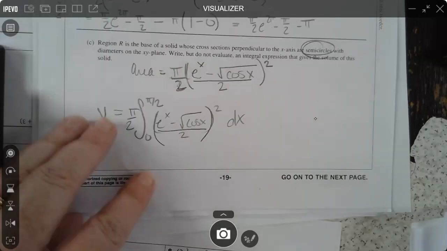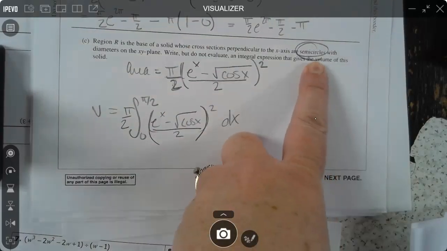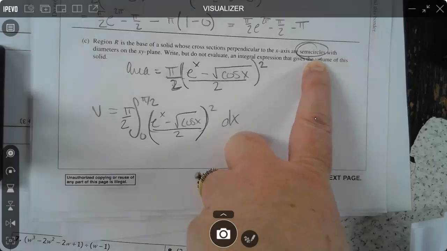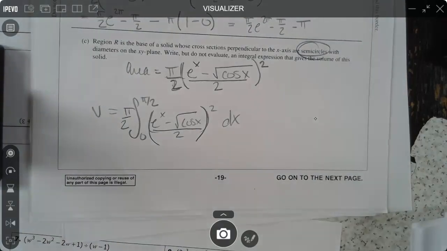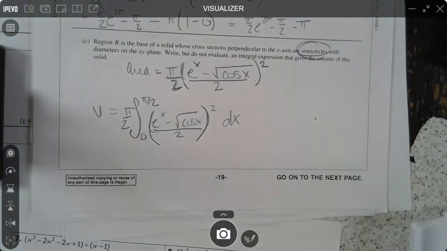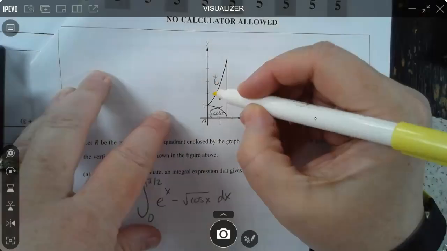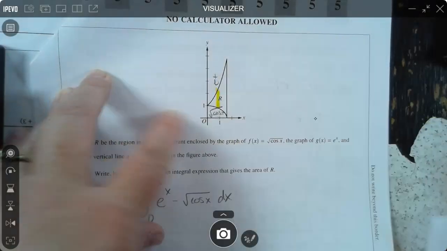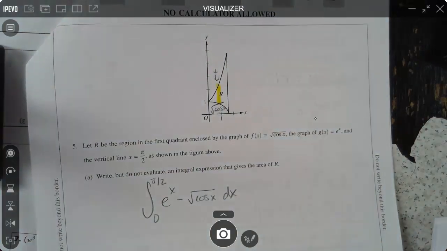So region R is the base of a solid semicircle. This is where y'all messed up on this. If the base is a solid, I'm not revolving. That means my height is my diameter, not my radius anymore. I'm not circling it around. Instead, that base, this would be my radius if I'm revolving, but if that's a solid, that's my whole diameter of my circle. So to find the radius, I have to cut it in half.